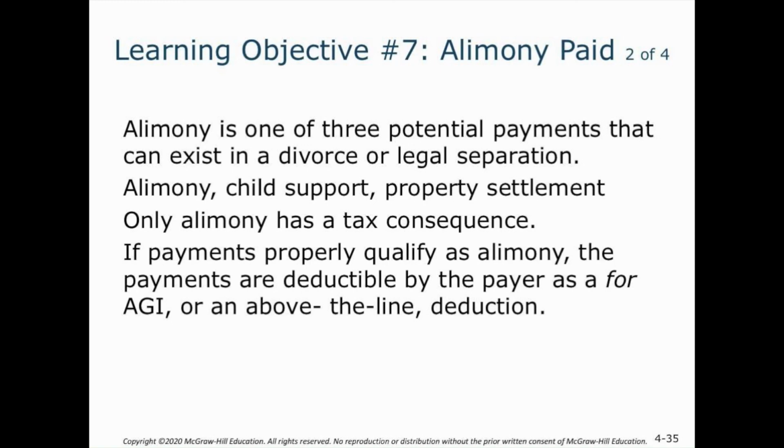And prior to that change, this would be a for AGI deduction, or an above-the-line deduction. So it would be taken prior to determining the adjusted gross income for the payer, and be included in income for the receiver of alimony.